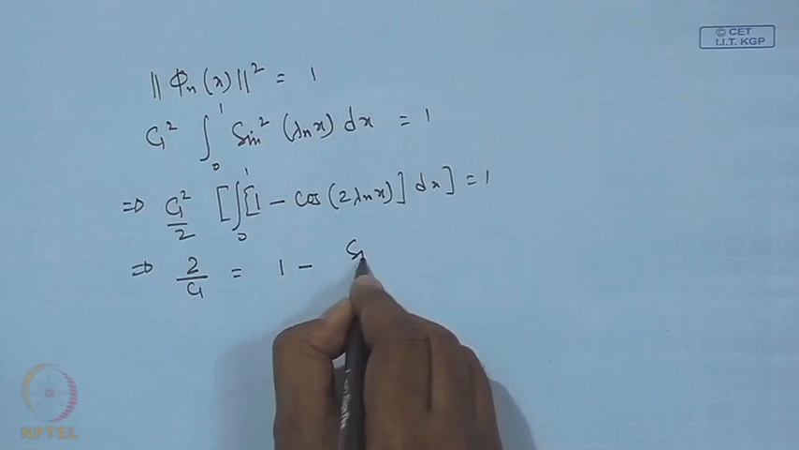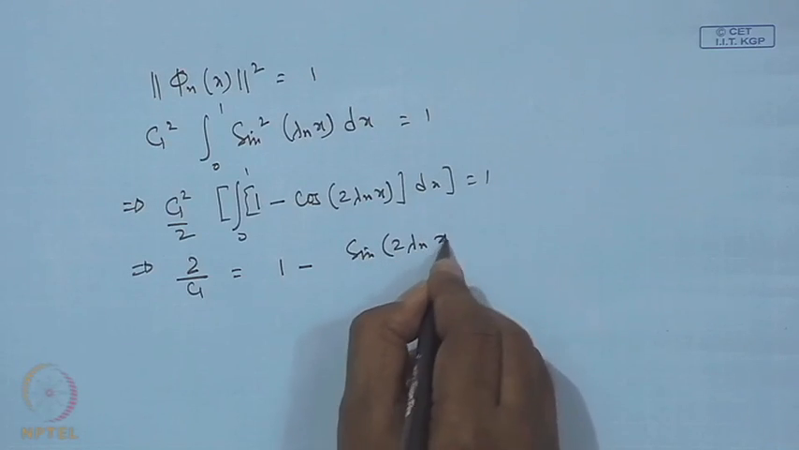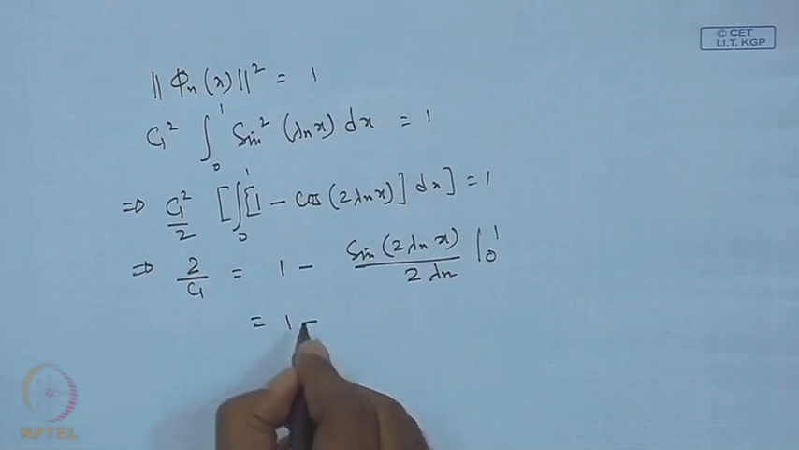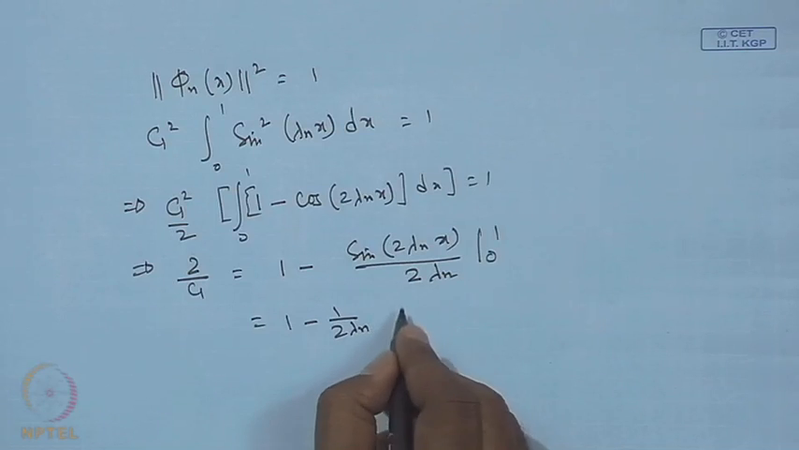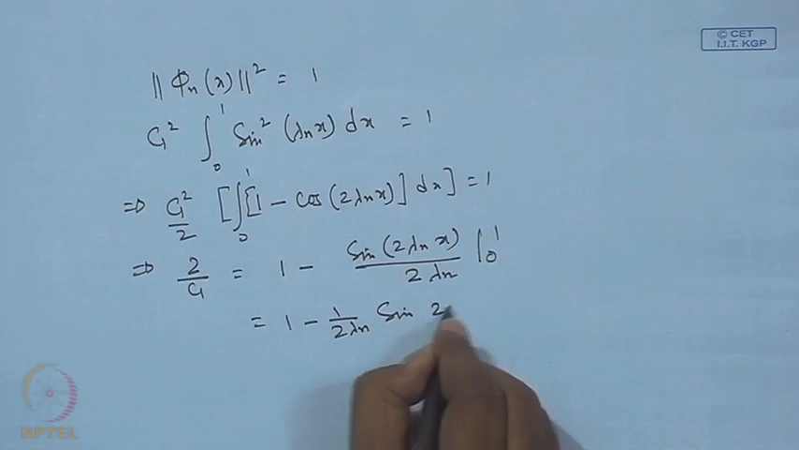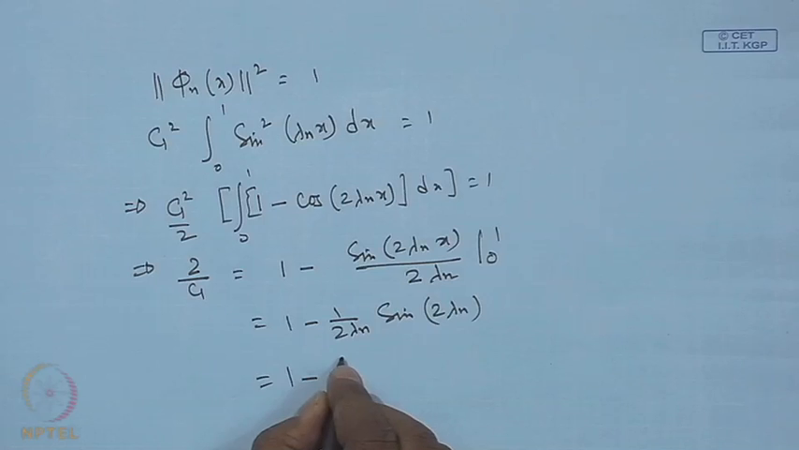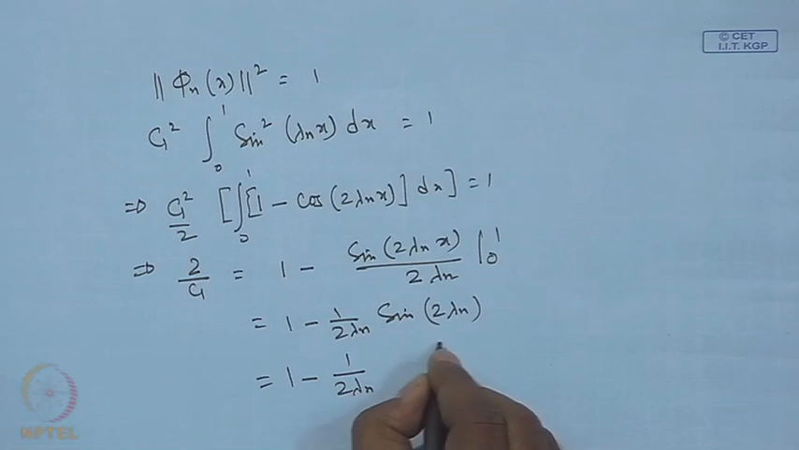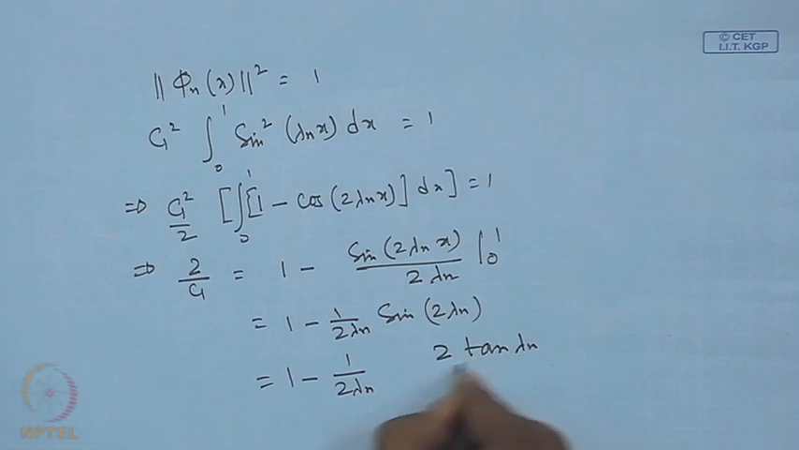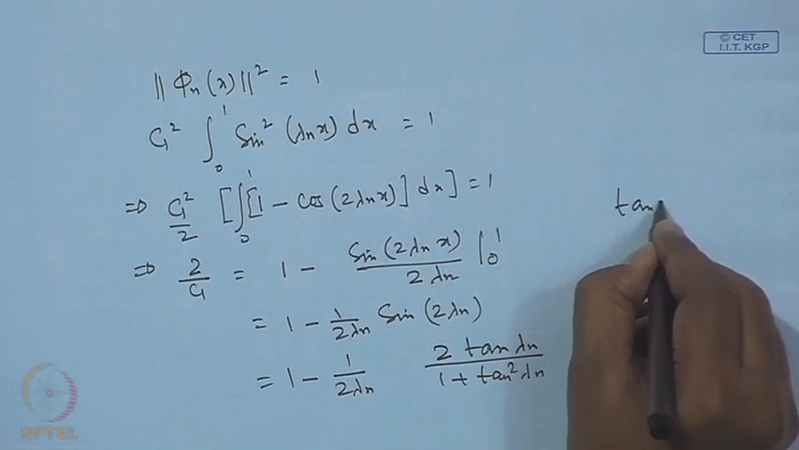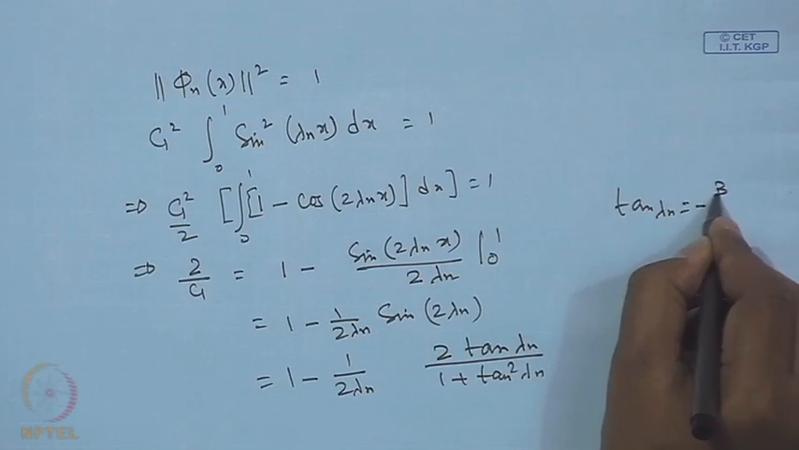So, this becomes sine 2 lambda n x divided by 2 lambda n from 0 to 1. So, it will be 1 minus 1 over 2 lambda n and sine 2 lambda n, because if you put the lower limit this becomes 0. So, sin 0 is 0. So, we put it in this form, 1 by 2 lambda n sin 2 lambda n, we write it in tan 2 lambda n. So, this becomes 2 tan lambda n divided by 1 plus tan square lambda n, and we know tan lambda n is nothing but minus beta by lambda n.